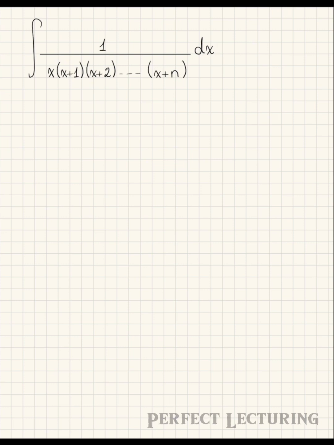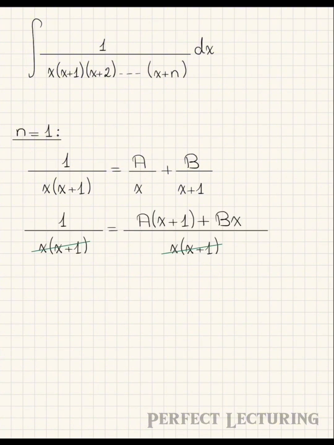In order to answer this question, let us start with particular cases for n and try to find some pattern as n increases. If n equals 1, then we have 1 over x times (x plus 1) equal to a over x plus b over x plus 1. We find the common denominator. Then we end up with the following expression.